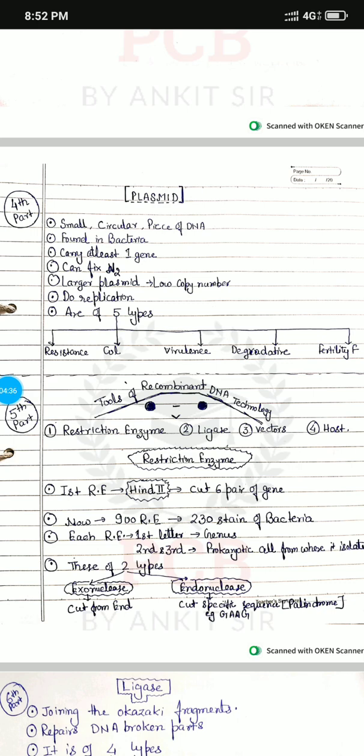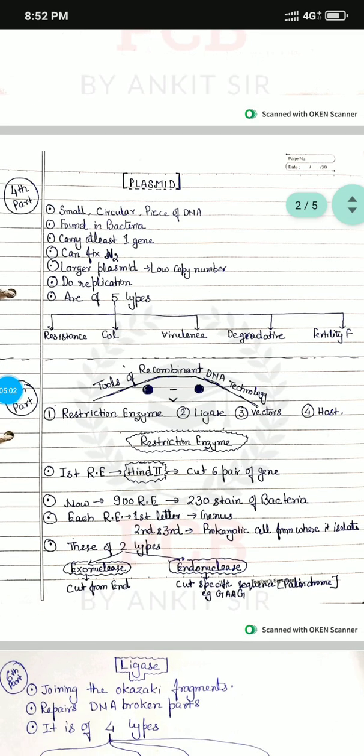The first restriction enzyme is named HindII, which cuts DNA at a 6 base pair sequence. Nowadays, 900 restriction enzymes have been obtained from 230 strains of bacteria. Each restriction enzyme name consists of a first letter which comes from the genus of the bacteria from where it is obtained, and the second and third letters come from the species of the prokaryotic cell from where it is isolated, like E. coli. So EcoRI comes from the name of the E. coli bacteria.